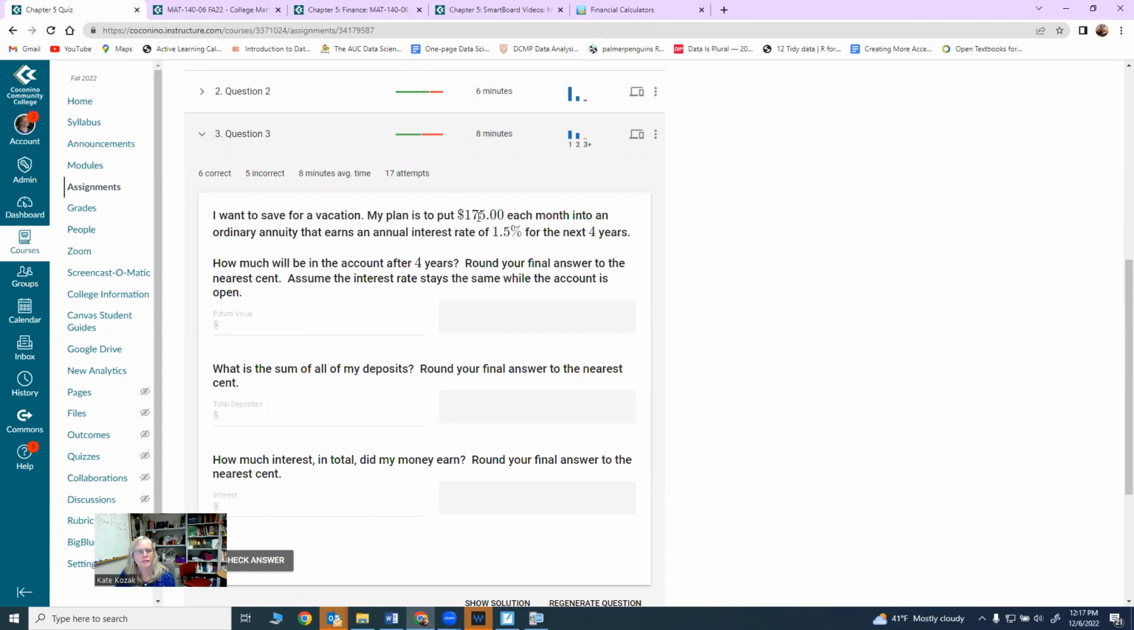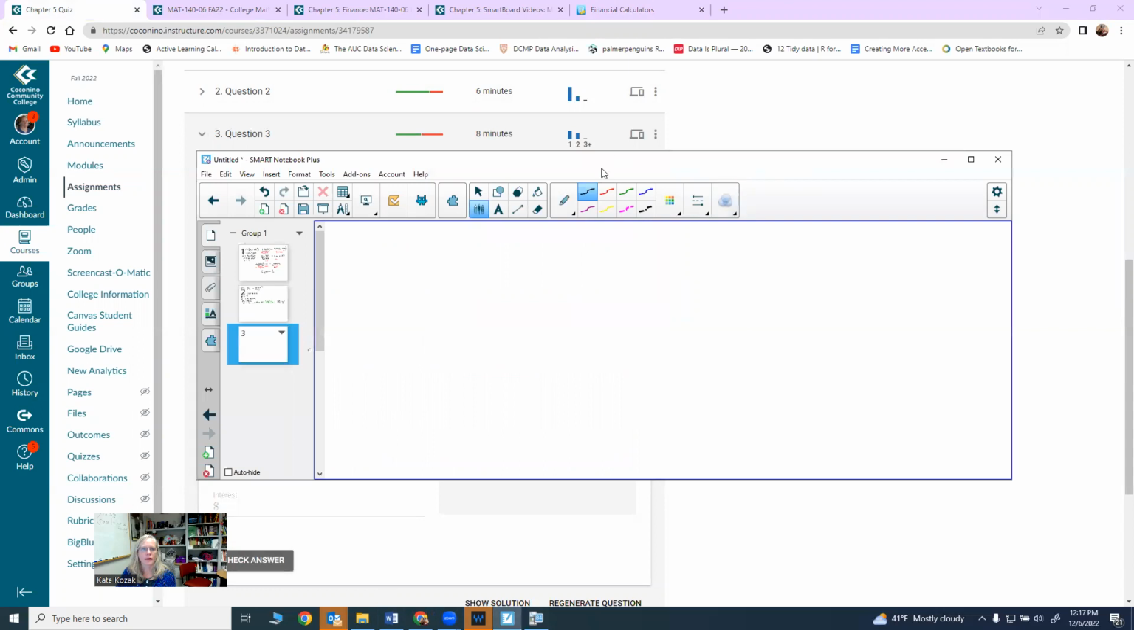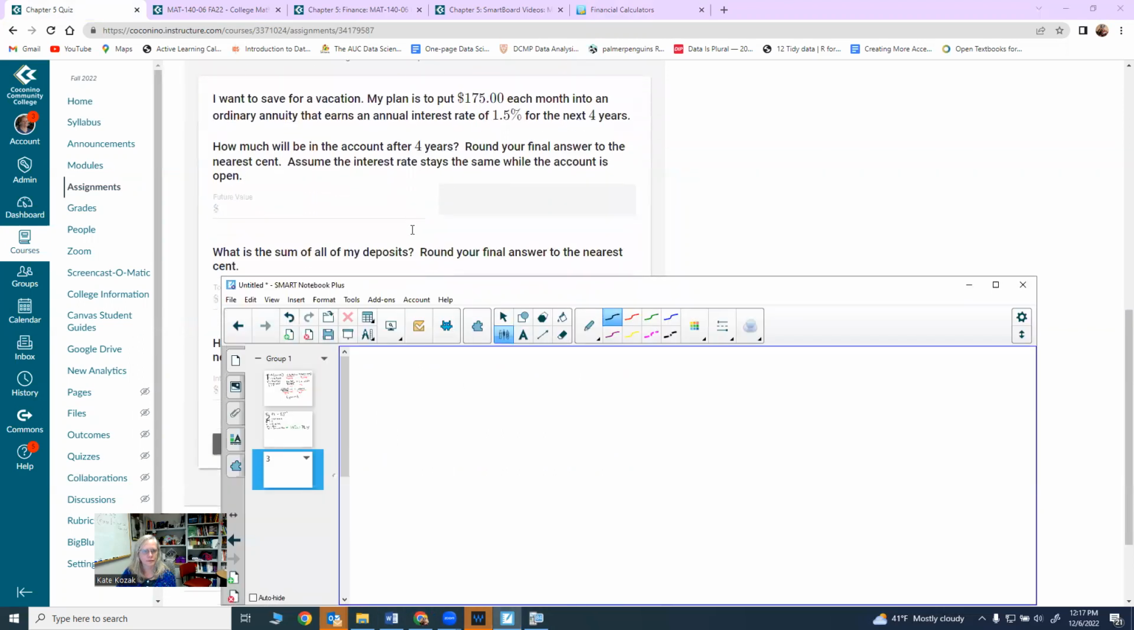My plan is to put $175 each month into an ordinary annuity that earns an annual interest rate of 1.5% for the next 4 years. How much will be in the account after 4 years? So again, I need to do this problem. I want to write down the things I know.